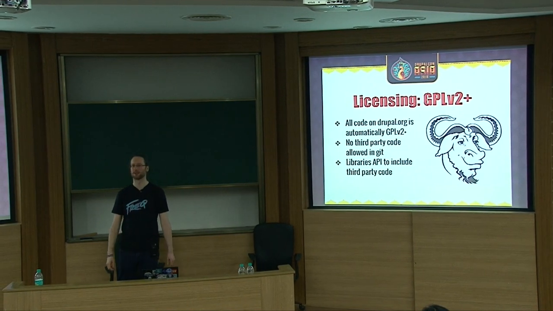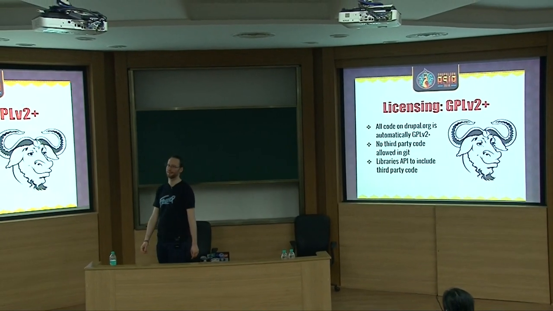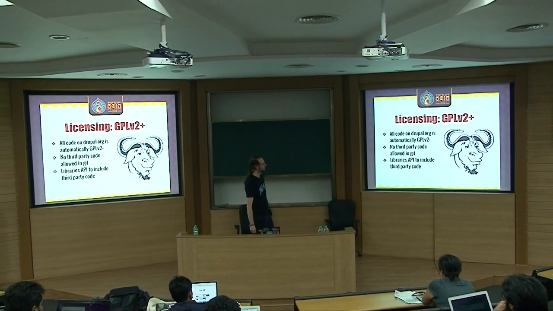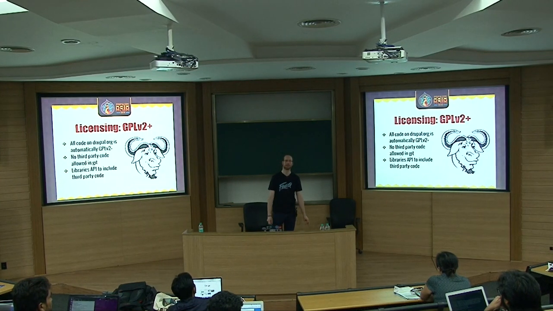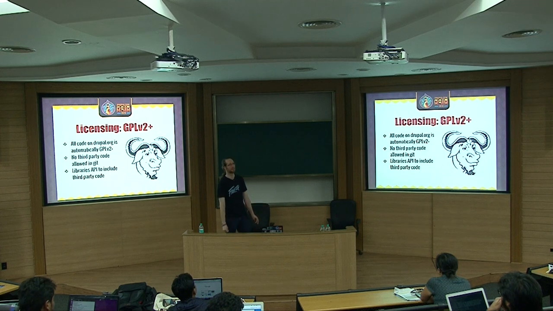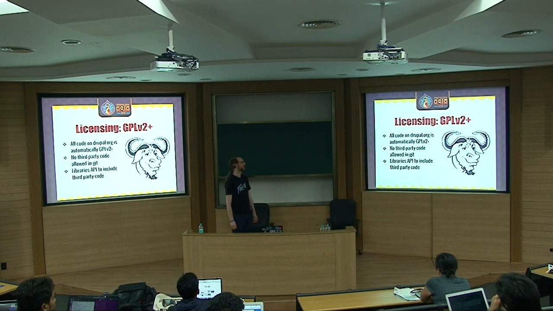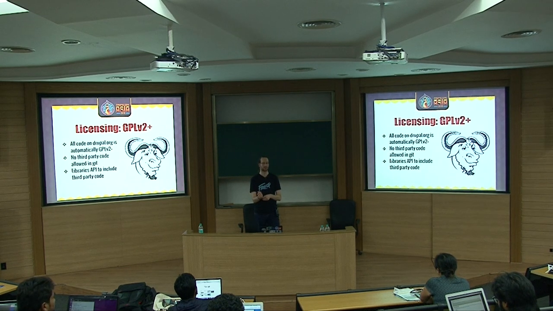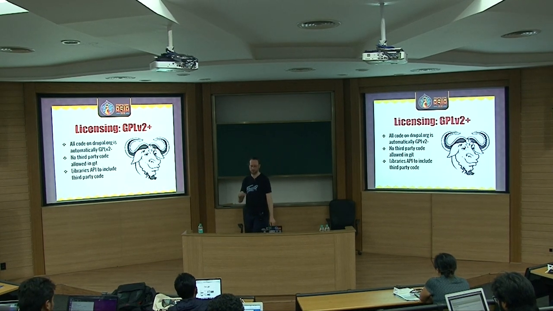Another important thing to consider when you publish code on Drupal.org is licensing. We want to prevent the Drupal Association from getting into legal trouble. Since Drupal is open source and licensed under the GPL version 2, all code that is pushed to the Git repositories on Drupal.org is automatically GPL version 2. Which means you need to be careful if you have third-party libraries that you're using in your module, because you are not allowed to push them into the Git repositories. Instead, you should tell users where to download them.